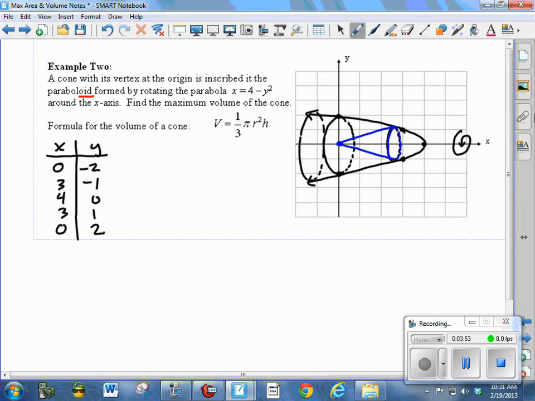We want to find the maximum volume of the cone, the volume of the cone. And I've given you the volume of the cone right here. This is the formula for the volume of a cone.